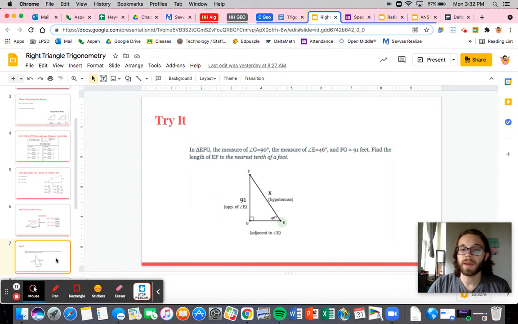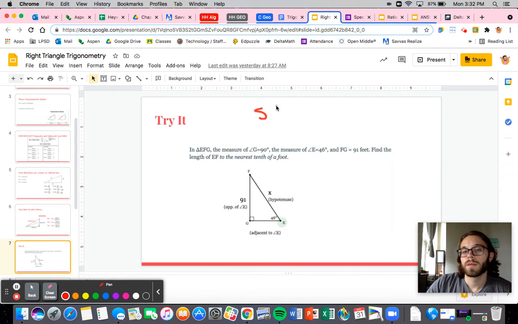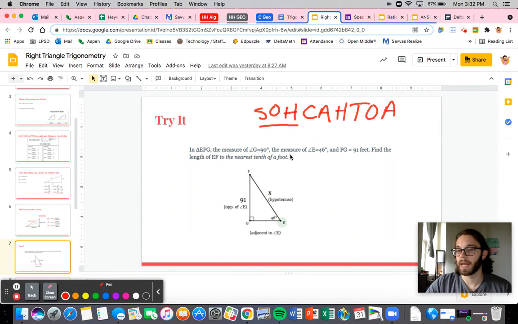All right, so for example, in this triangle, it's a right triangle. We know that angle E is 46 degrees, and this side is 91, and I'm trying to find the length of the hypotenuse. So I have an opposite and I have a hypotenuse. I need to ask myself, which one of these has opposite and hypotenuse? Going through, here I have TOA, so I want the O and the H. So I need the first three, SOH, sine. So I'm going to use sine.